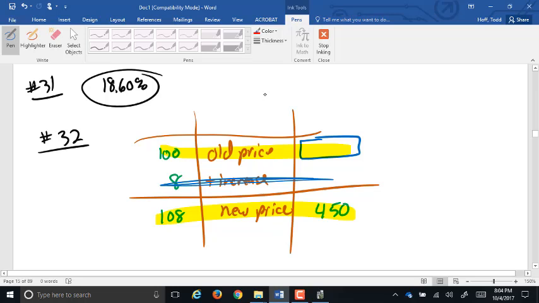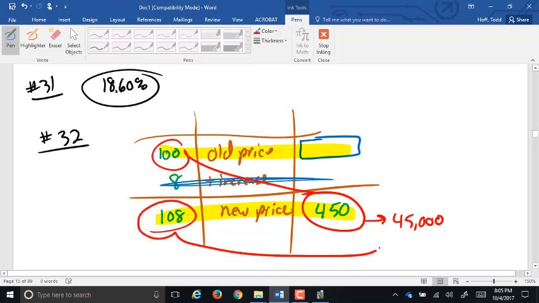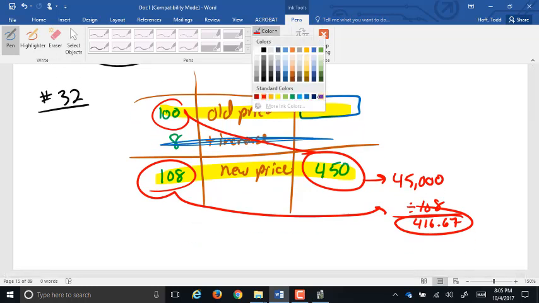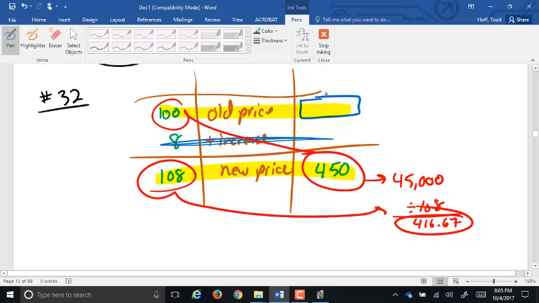So what two numbers are diagonal to each other here? So we're going to multiply those. So it's 45,000. So then the other number is the 108. We're going to divide by that. This is 416.67. Yep.